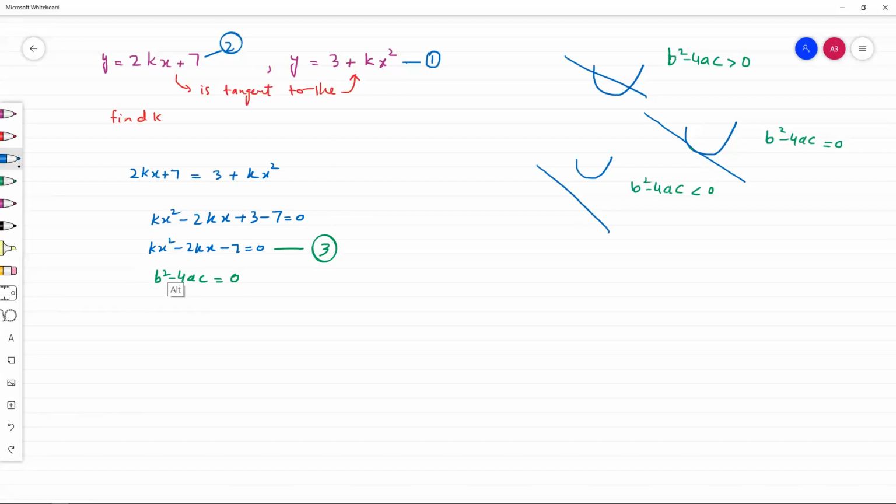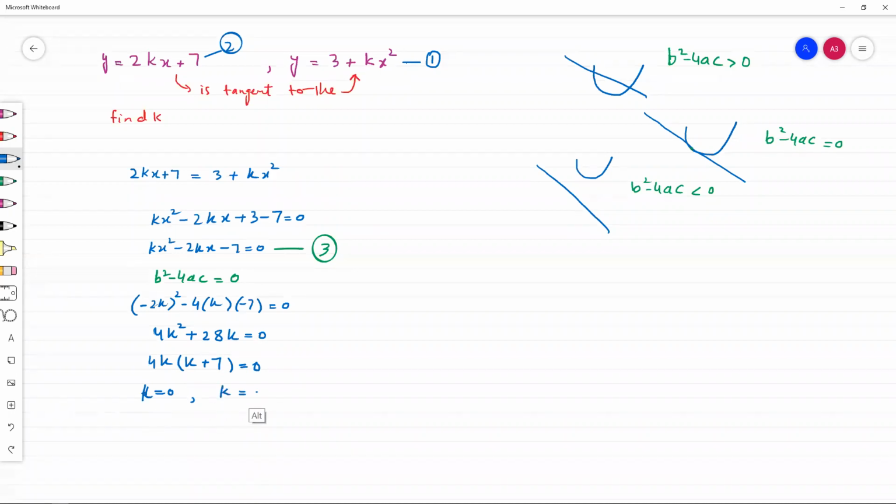So just put the values of a, b, c into this discriminant. b is minus 2k, so minus 2k whole square, minus 4 a into k, and c is minus 7, equal to 0. So it would become 4k square plus 28k is equal to 0. So 4k is common, and k plus 7 is equal to 0, and 4k is equal to 0, so k would be 0 while k would be minus 7 from this equation.